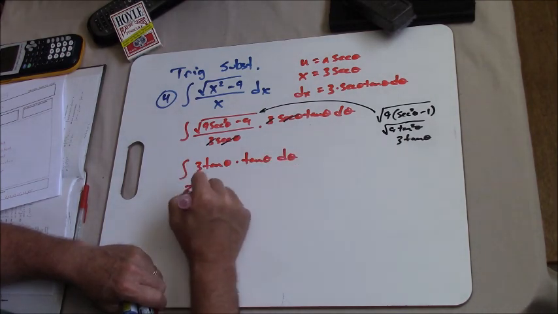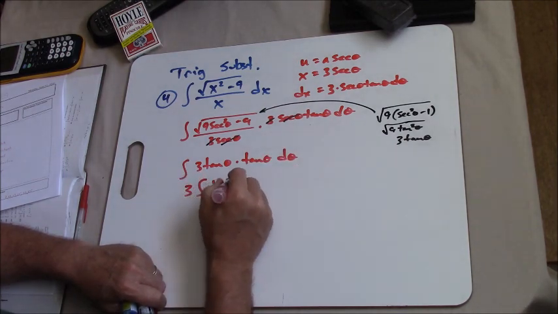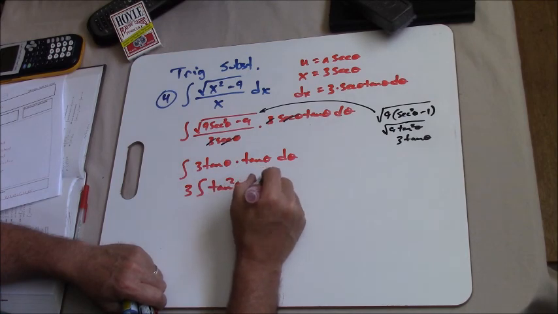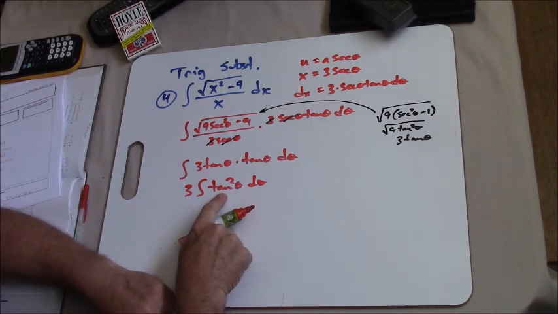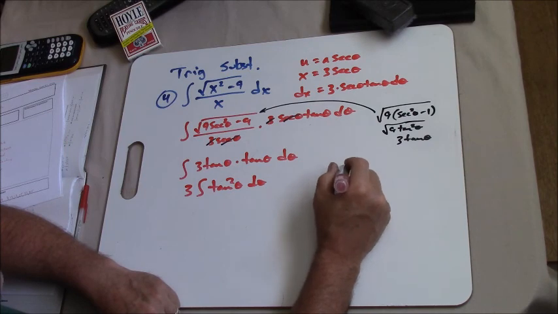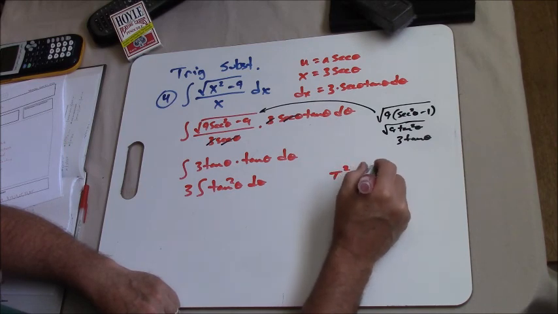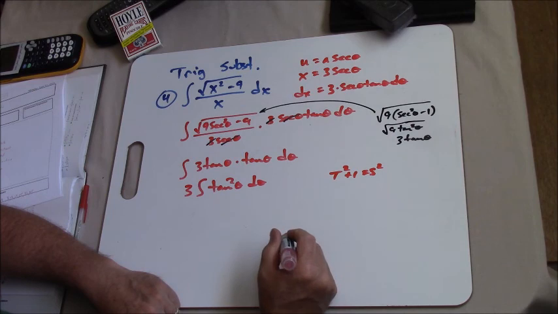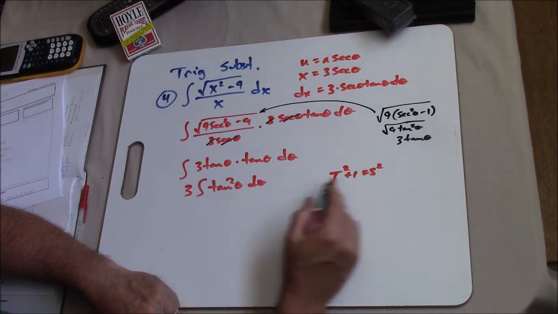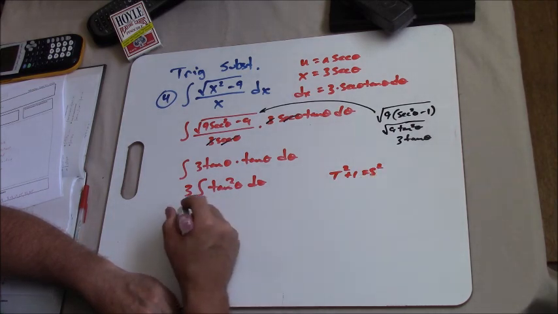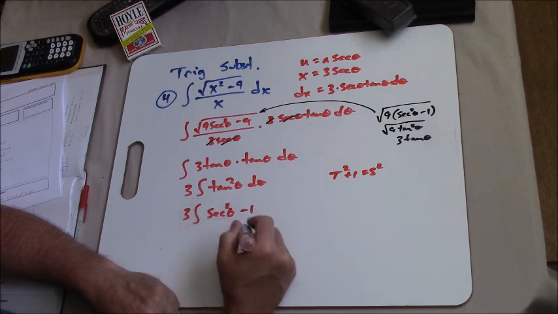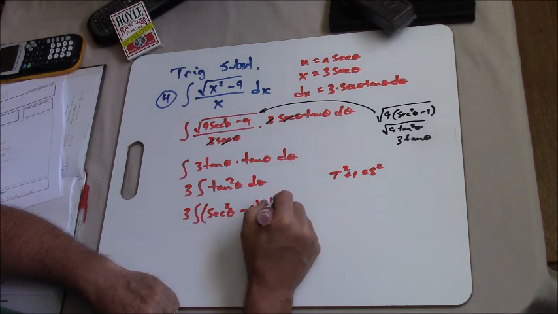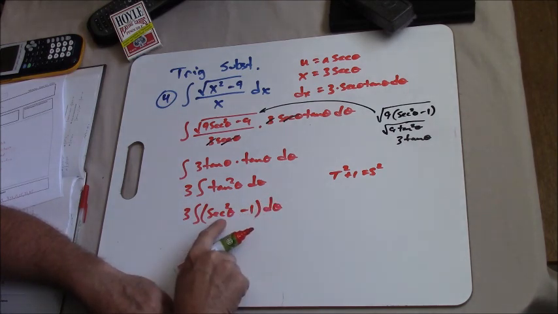And so we'll move that 3 to the outside. Here I get tangent squared theta d theta. And I don't know how to integrate that. That's not one of my formulas. But I could go back and think tan squared plus 1 equals secant squared. So let's just change that tangent squared back to a secant squared minus 1, because that is one of my formulas.